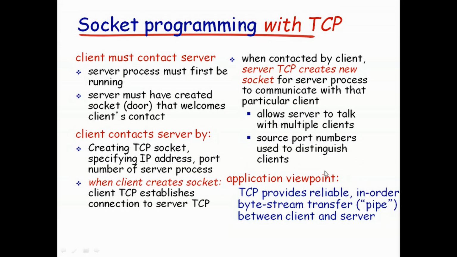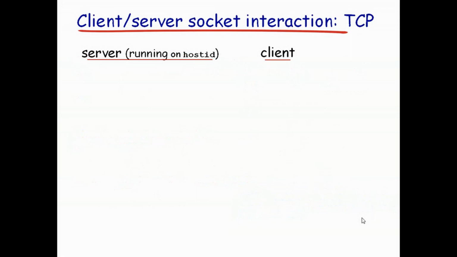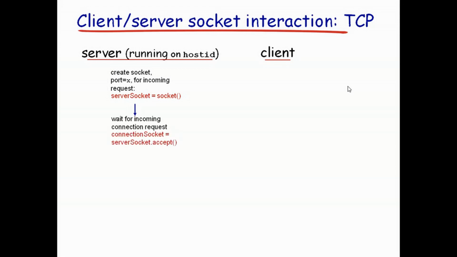From the application point of view, TCP provides reliable, in-order byte stream transfer. It's like a pipe. Whatever you send goes through the pipe, and the same way you can imagine it here between client and server. Let us see the steps one by one. Server is here and we have the client. First we create the server socket on the server side, and it waits for incoming connection requests.